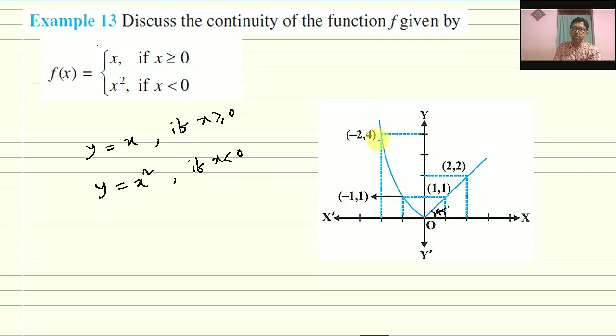And you observe that the curve is freely drawn, not only everywhere but also at the point x is equal to 0, and the function is continuous at x is equal to 0, obviously. It is continuous everywhere. Next.